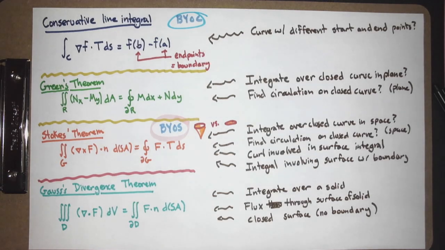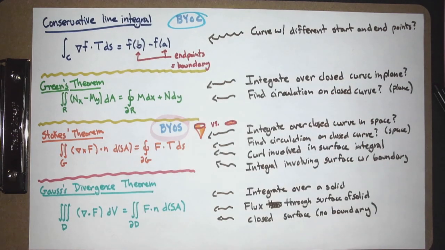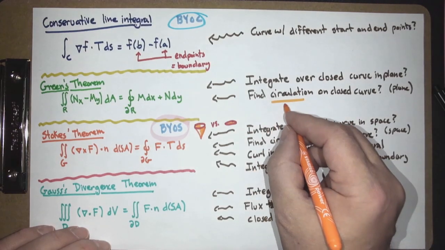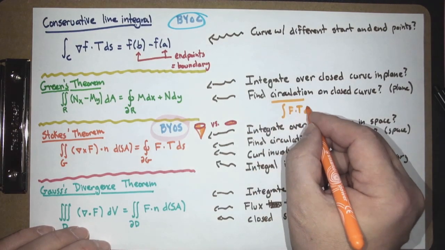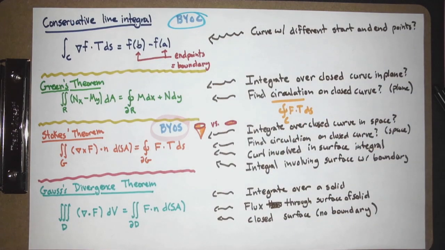What are clues for Green's theorem? What are you looking for? Closed curve. You might also see sometimes they've dropped the word circulation on an exam. And circulation is just a way of saying integrating f dot t on a closed curve. That's circulation. The other thing, of course, for Green's theorem, be in the plane.